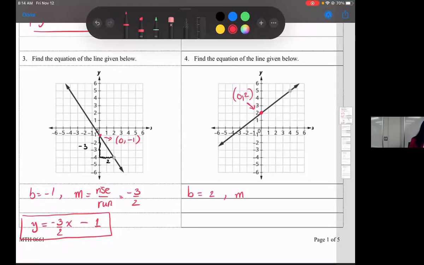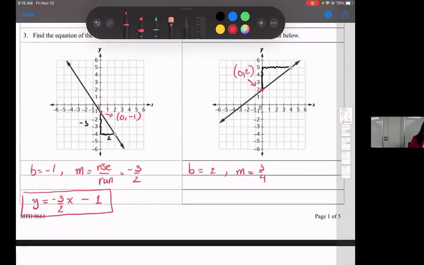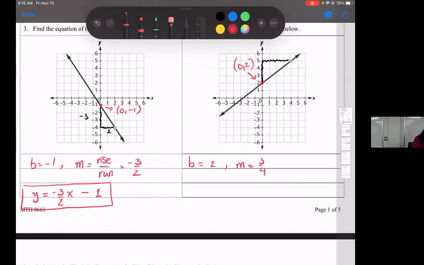And then for the slope, from that 2, you draw a right triangle to the gray dot. So rise first, 1, 2, 3, and run over 4. Right, so that'll be 3/4. Again, it makes sense because the slope is positive, and it's not that steep, right? So it should be less than 1. So here, y equals 3/4 x plus 2. Very good.